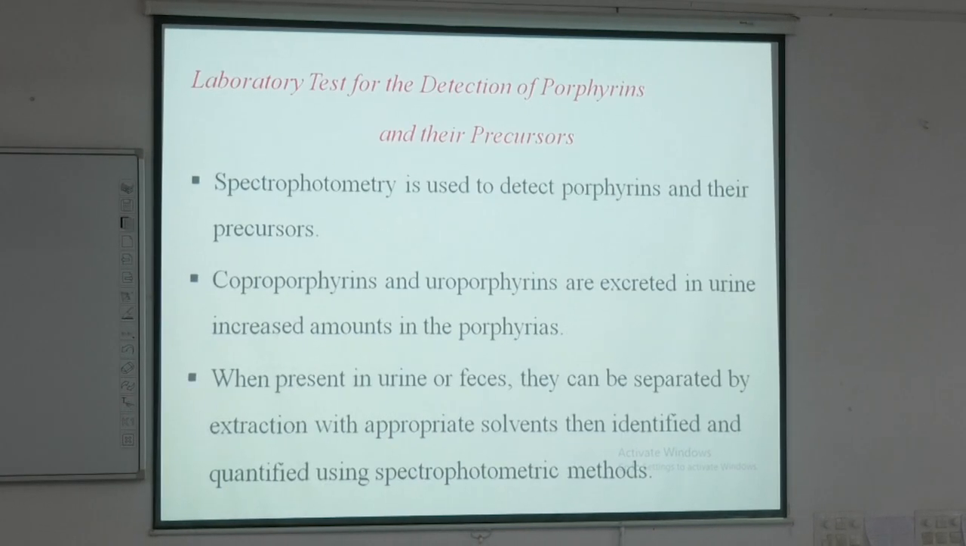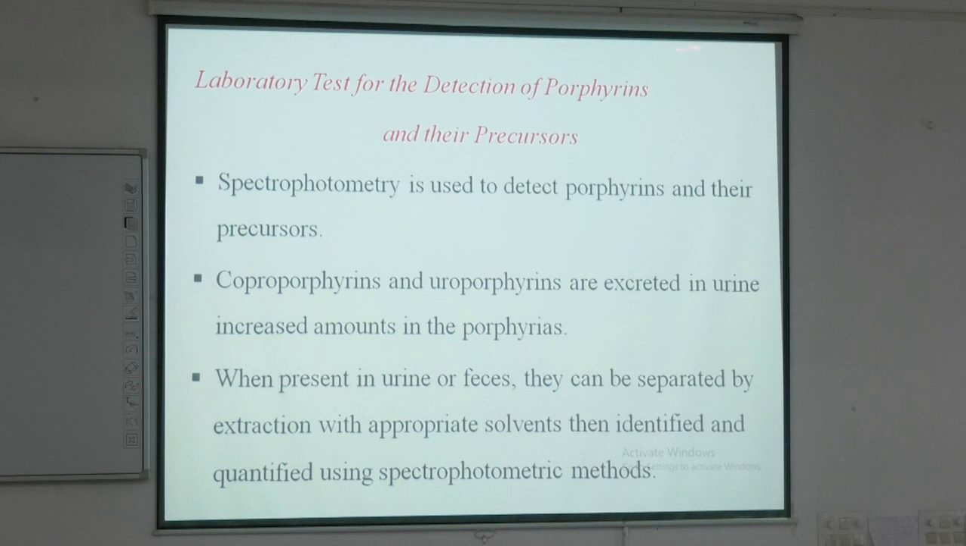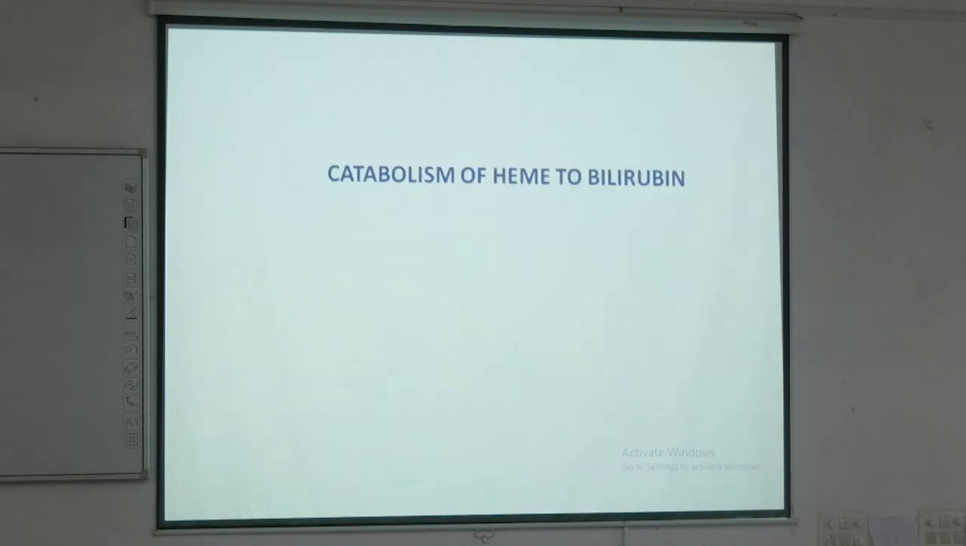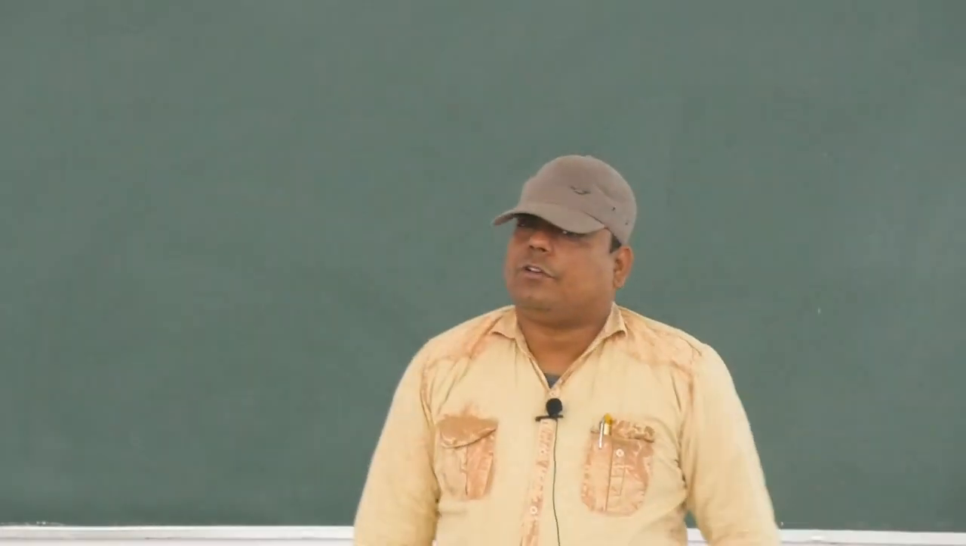Okay. Now, laboratory tests for the detection of porphyrias: we go for spectrophotometer for the identification of porphyrin, porphyrinogen, bilirubin. Okay, because these accumulate in the body fluids. We already discussed. Now, catabolism of heme to bilirubin. Understand? Now, what happened in the synthesis? We ultimately make the molecule of heme. Okay.